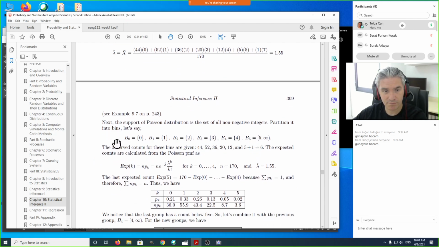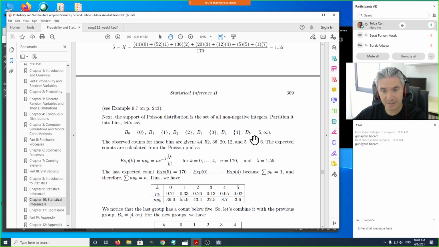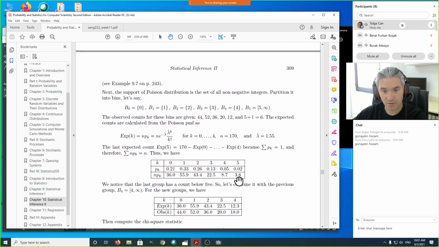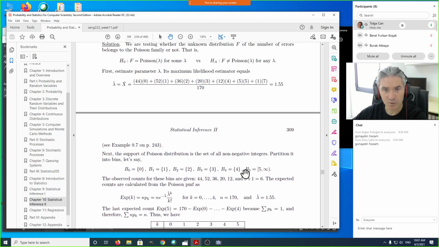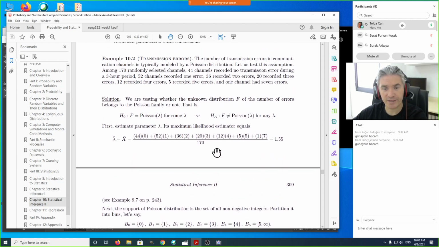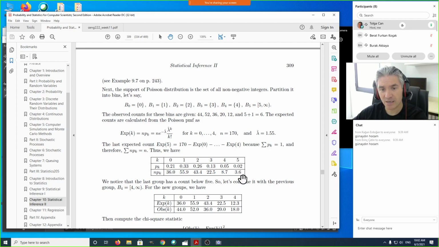In the first case, where we decide to have the last bin as 5 all the way to infinity, we see that the expected value in this case is only 3.6, because the probability to have 5 or more transmission errors in this Poisson distribution, where lambda is 1.55, is a very small probability, 0.02. So if you multiply 0.02 with, what was our sample size? 170. If you multiply 170 with this, it's only 3.6, which is less than 5. So these were 6 bins here. We can decrease the number of bins to 5 by merging the last two.